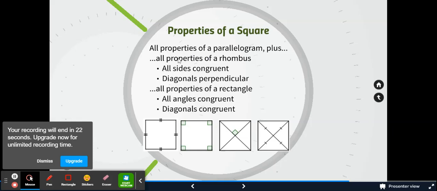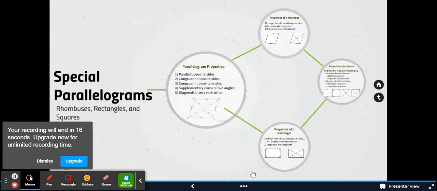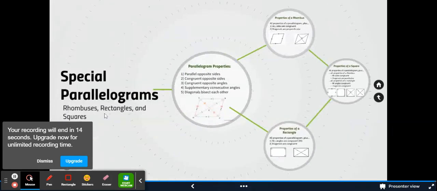So it kind of has 9 special properties, the 5 from a parallelogram, the 2 from a rhombus, and the 2 from a rectangle. So there we have it. You've probably learned about rhombuses, rectangles, and squares, or learned to identify what they look like. But now you know some of the specific geometric properties of those shapes.